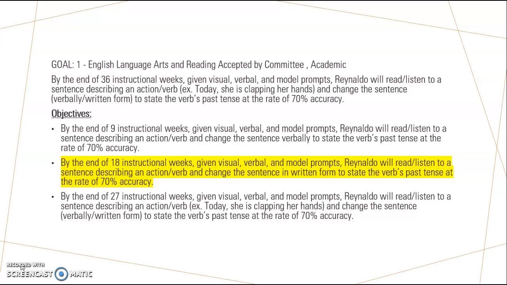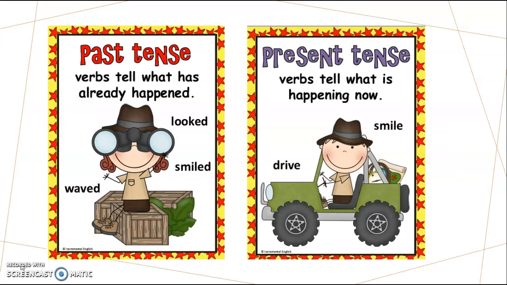So for today, Ray, we're going to continue to change sentences to the past. So past tense, we know that are verbs that already happened. Anything that happened already, whether it was yesterday, last week, last month, last year, many years ago, anything that already happened is in the past. It is past tense. And anything that is happening right now is present tense.